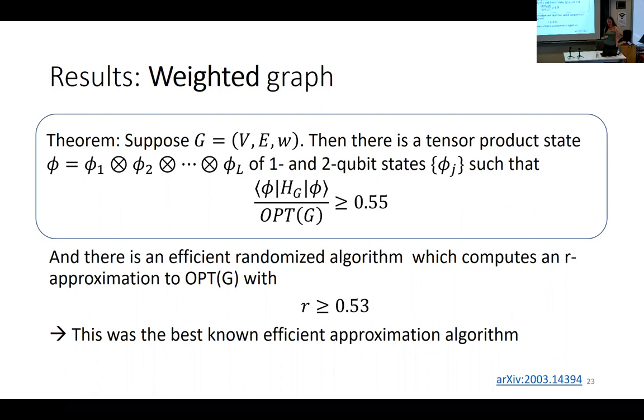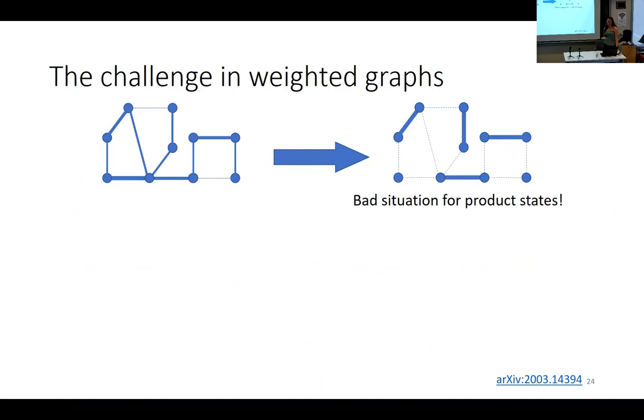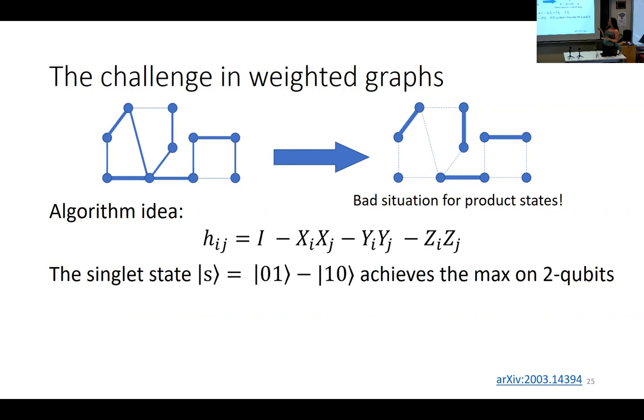So how do we do this? Basically, you remember that the single edge case is very bad for product states. They can only do 1/2 on a single edge. And so you can imagine a case where the weights of the edges are making your whole graph look like a collection of single edges connected by very low weight other edges, I suppose. And that would be a very bad situation for product states. But we also know the correct answer for that single edge state is a singlet state.